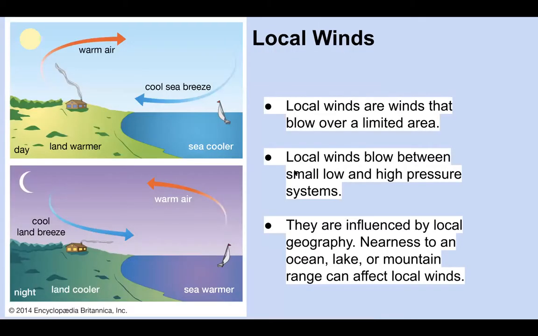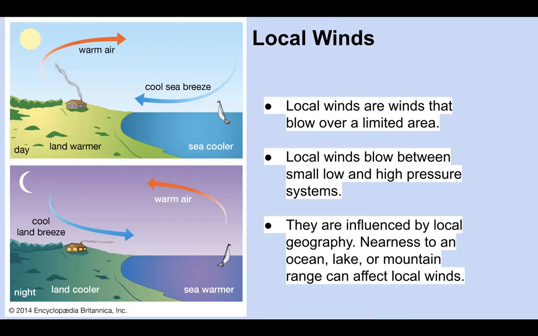And then we also have what are called local winds. So the previous winds we talked about were global winds. These are more local winds, and they blow over a limited area. They blow between small, low, and high pressure systems, and they're influenced by local geography. So for example, nearness to an ocean, a lake, or a mountain can affect these local winds.